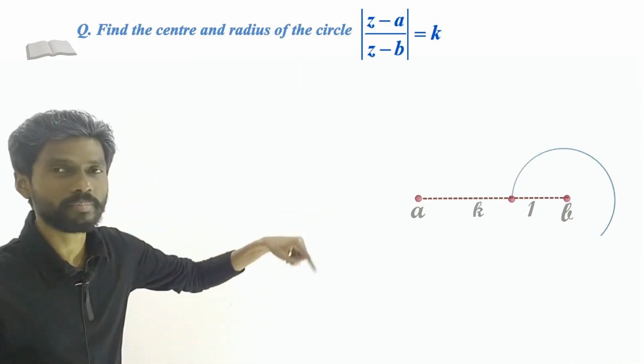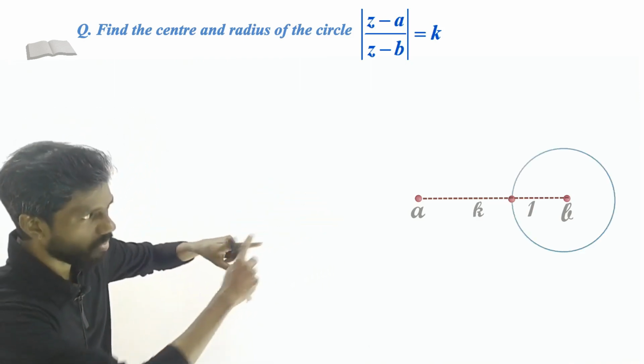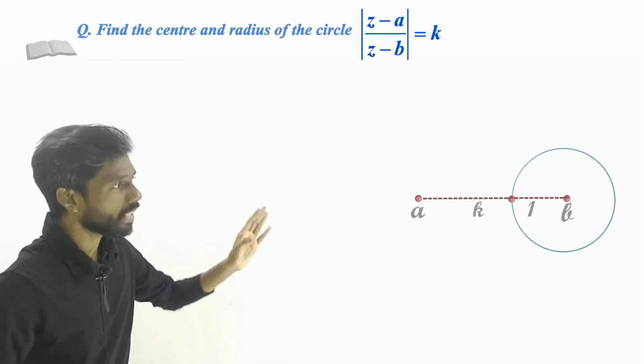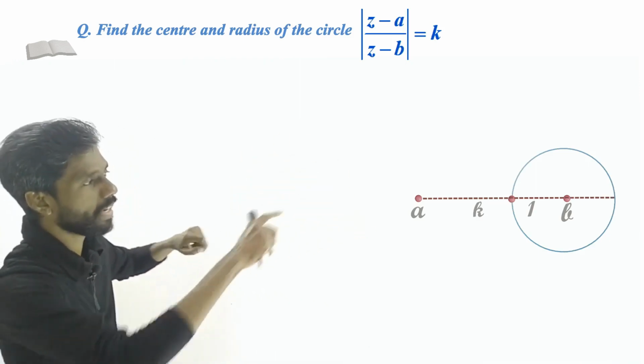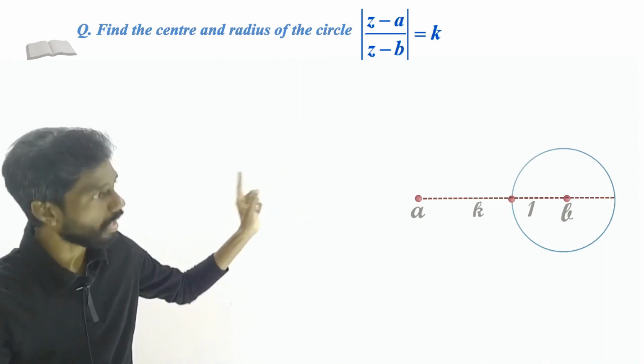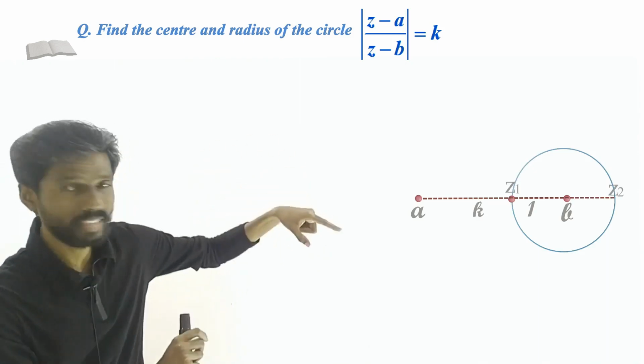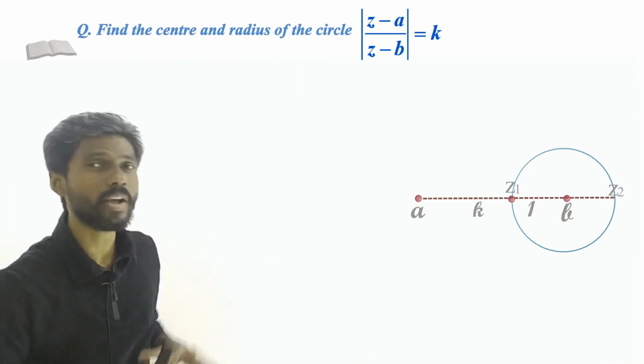So this is a circle that passes through the point which divides in the ratio k is to 1. It also crosses another point. If you extend that line, the circle also cuts the line at the other end. So these 2 points are diametrically opposite points, right?